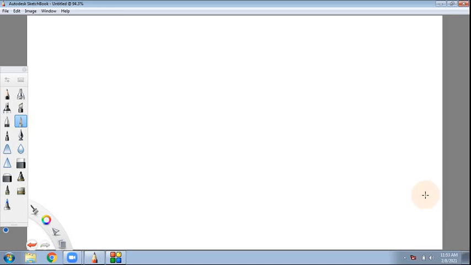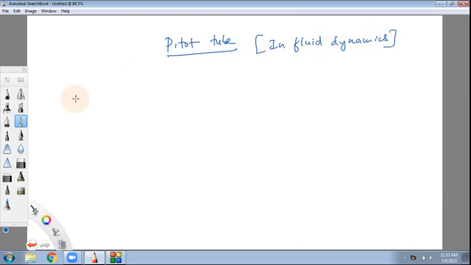So the topic I want to discuss today is what is called the pitot tube, something related to the pitot tube. This is in fluid dynamics. See, I told you there are three things. One is called the Venturi meter. We'll talk about this. I discussed the Venturi meter previously.